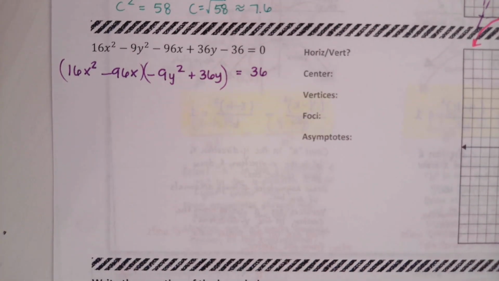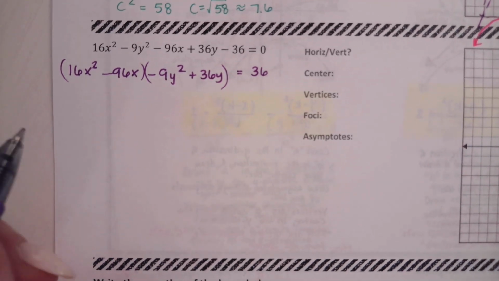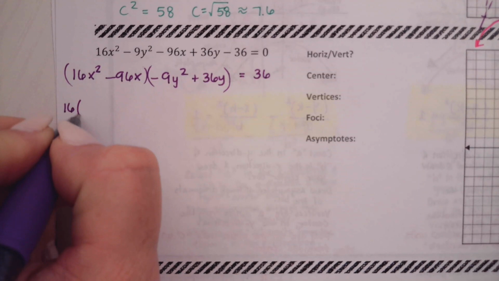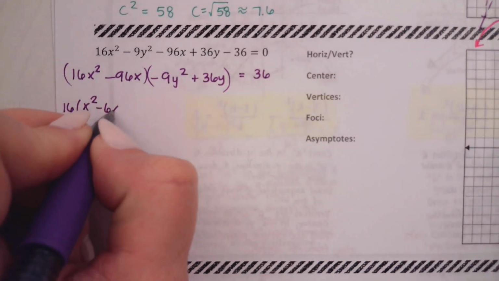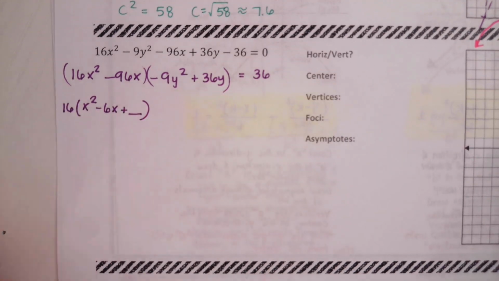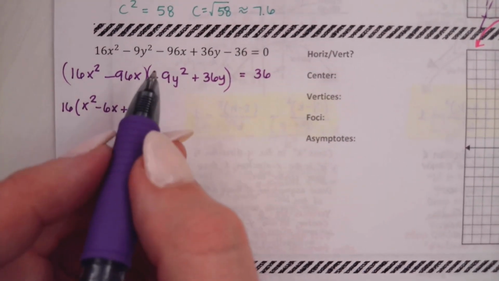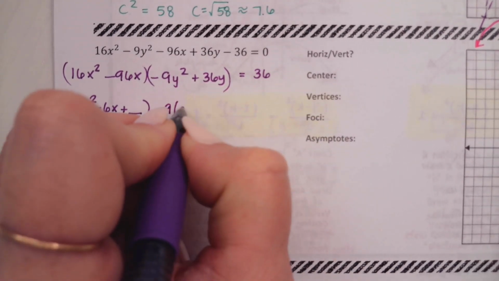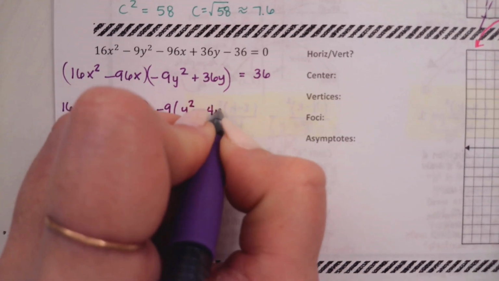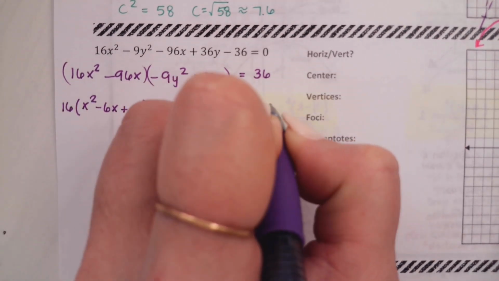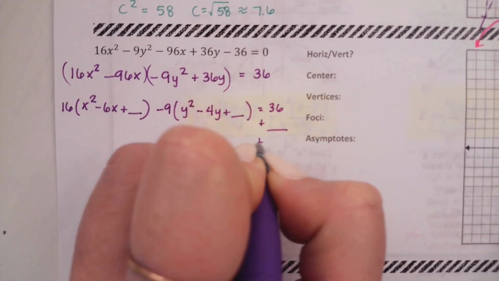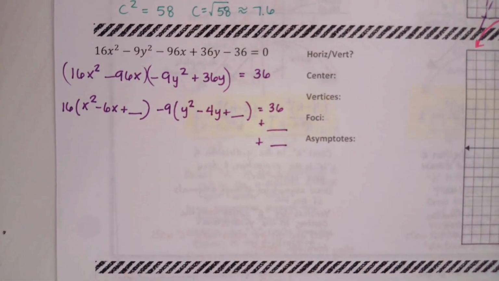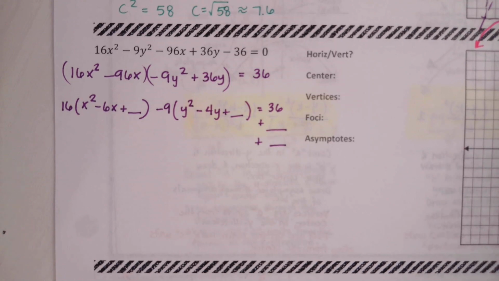Before you add your completing the square number, what do you need to remember to do? Yes, take out that leading coefficient. For the first one, it would be a 16, which should leave me with x squared minus 6x. And then I'm going to leave the blank to complete the square. For the second one, when we factor out the leading coefficient, we don't just want to factor out 9, we want to factor out negative 9, which should leave me with y squared minus 4y plus blank. Okay, and now that we have the leading coefficient factored out, we can find our completing the square number.